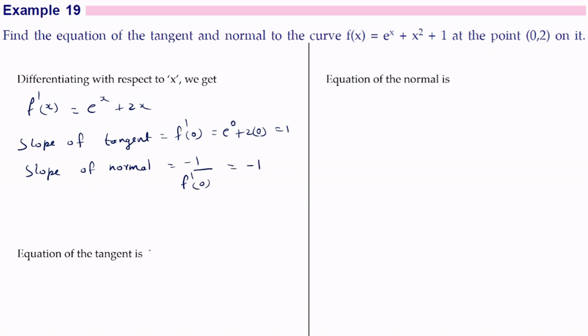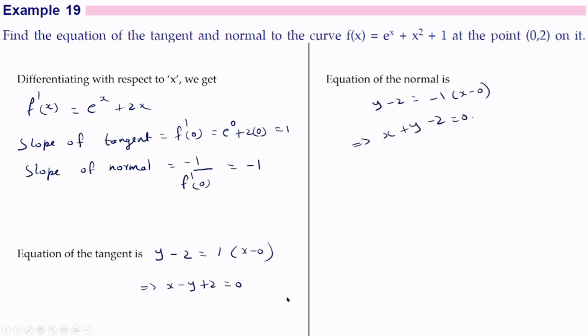Now the equation of the tangent is given by y minus 2 equal to f dash of 0, which is 1, into x minus 0, or x minus y plus 2 equal to 0. This is the equation of the tangent. And the equation of the normal is given by y minus 2 equal to minus 1 into x minus 0, or from this we get x plus y minus 2 equal to 0. So this is the equation of the tangent, and this is the equation of the normal.